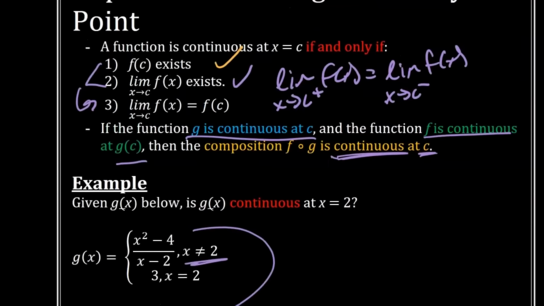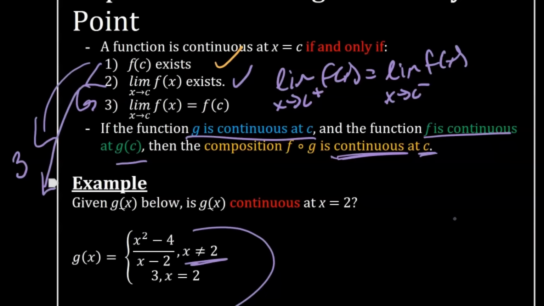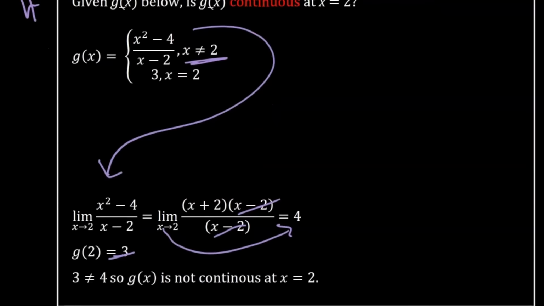So we found that this exists, and this is equal to 3. We found that the limit exists because the two-sided limits are equal and it's 4. But 3 is not equal to 4. So g of x is not continuous at x equals 2. Even though the limit exists, it is not continuous.